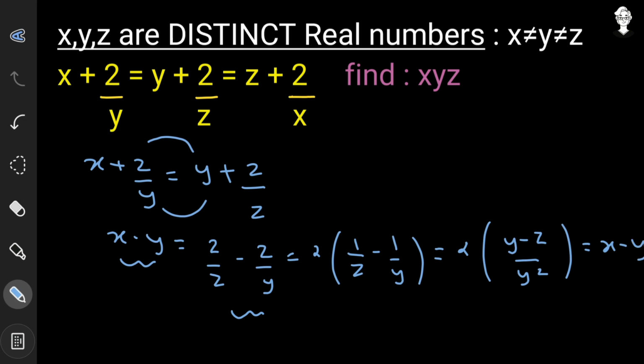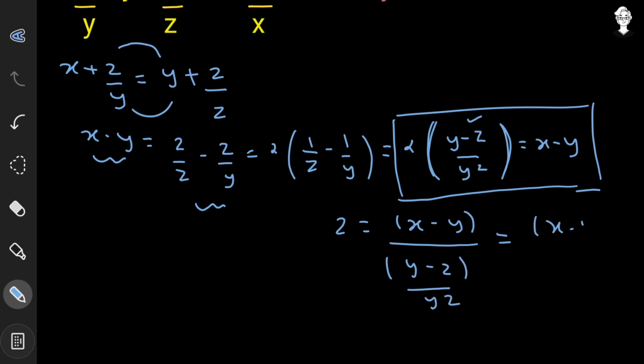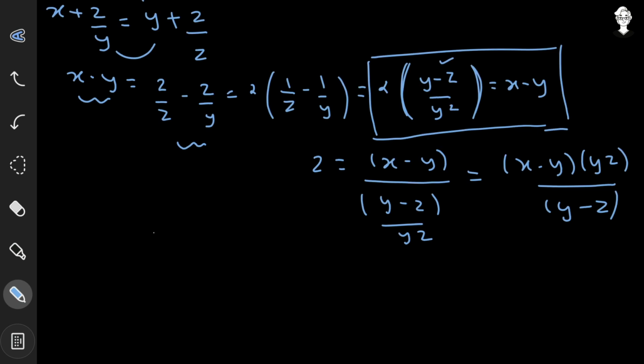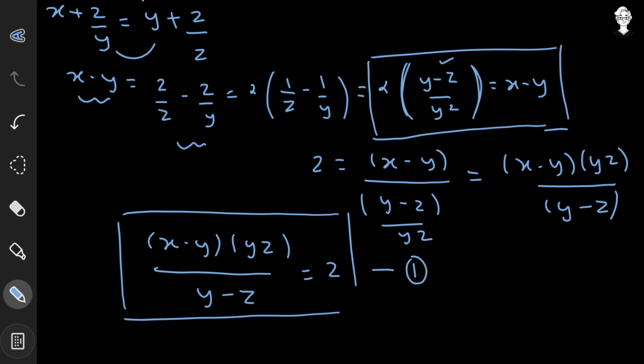So here we have got this equation that 2 times y minus z upon yz is equal to x minus y. Now what I will do is simply divide both the sides by this bracket. When we divide this bracket on both the sides, on the left hand side we will only have 2, and on the right hand side we will have x minus y upon this bracket, that is y minus z upon yz, which equals x minus y multiplied with yz upon y minus z. So here we have got the first important equation, that is x minus y multiplied with yz upon y minus z is equal to 2. We have obtained this by comparing the first term with the middle term.